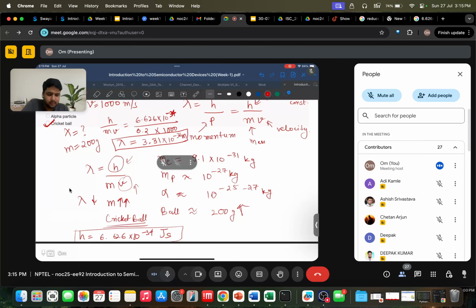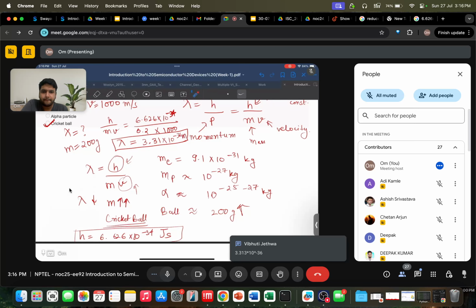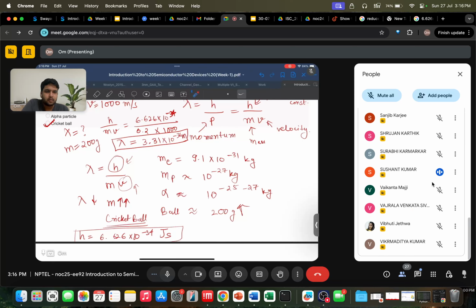Is there any doubt in this? Planck's constant is 6.626 × 10^-34, the ball's mass is 0.2 kg and 1000 meter per second is the velocity. Getting the same answer.